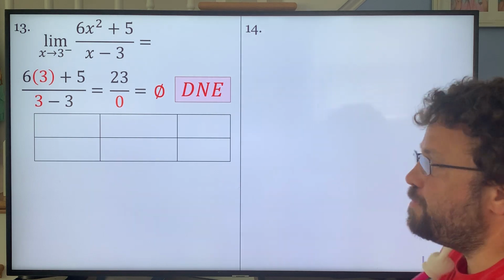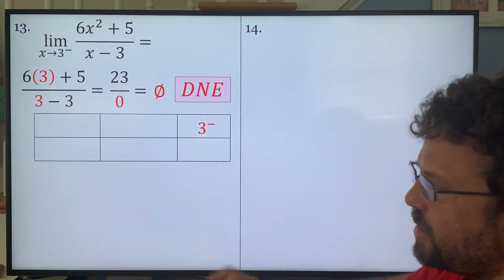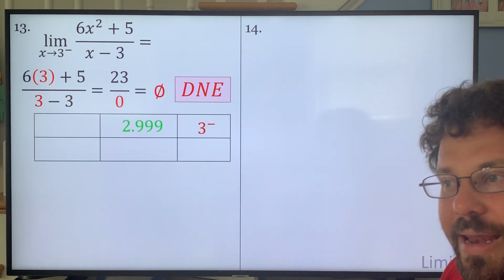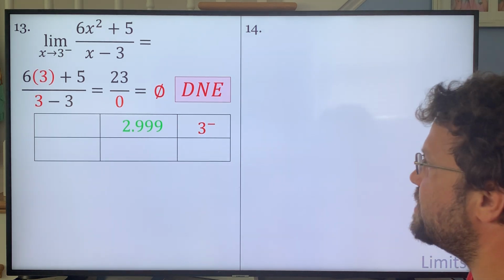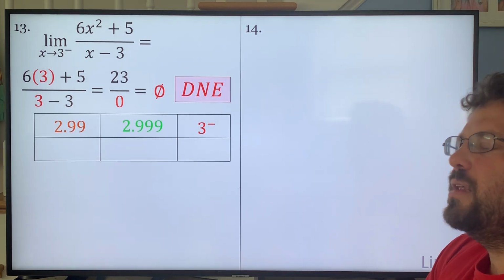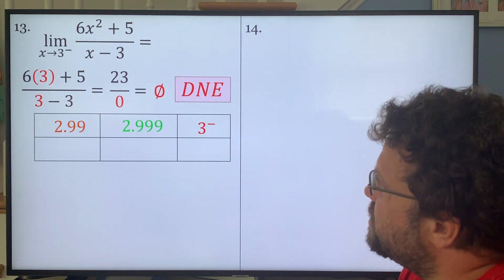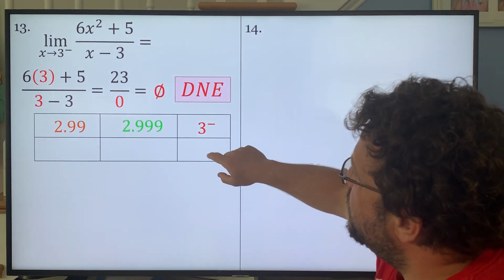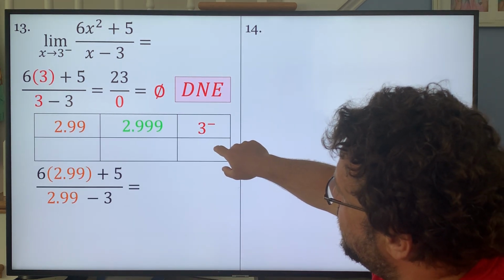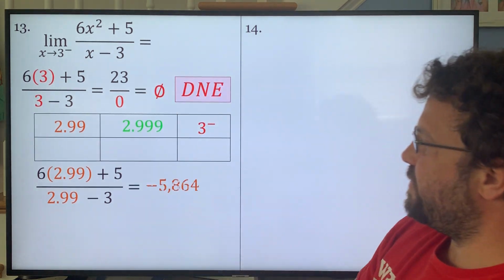So you make your table. So you have your 3 for your negative side. So we need a number a little bit less than 3. How about 2.999? 2 and 999 thousandths. Pick a number a little bit less than that. 2.99, 299 hundredths. All right, you can do 2.9 if you want. But these are all approaching 3. So we know this answer is undefined, right? So you plug in both of these numbers into the original equation, you get some values.